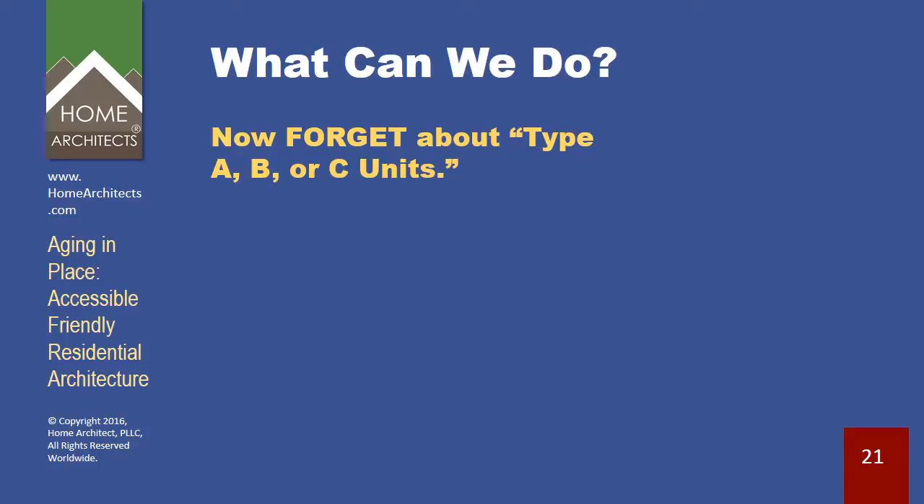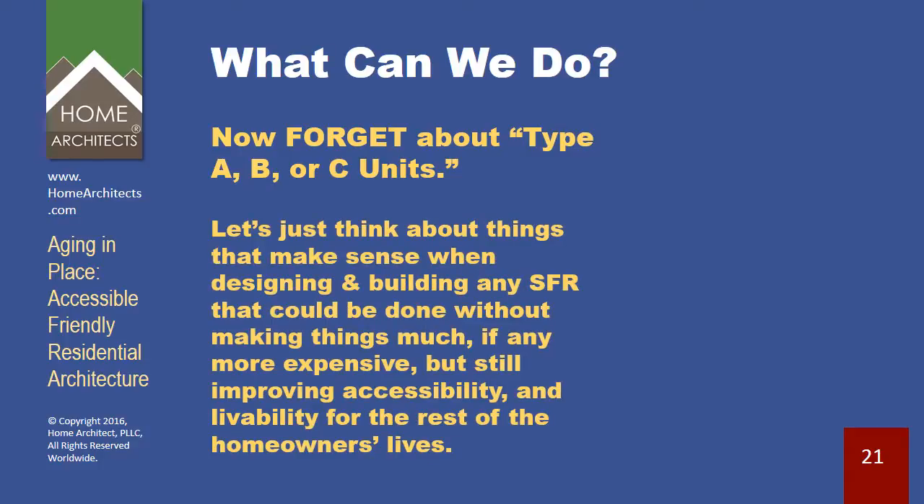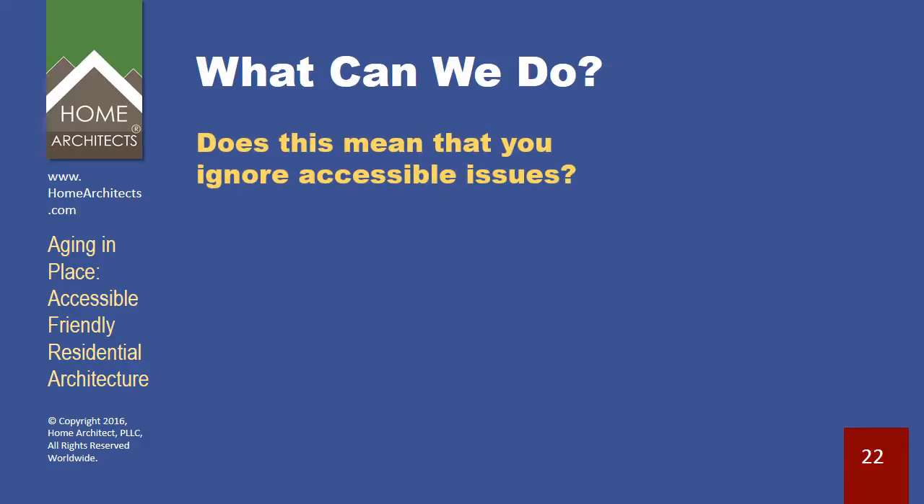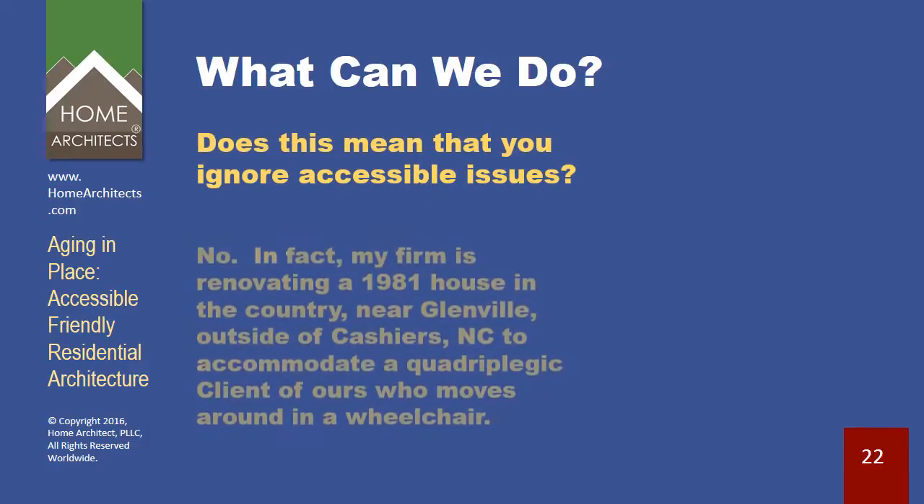Now let's forget about type A, B, or C units. Let's just think about things that make sense when designing and building any single-family residence that could be done without making things much, if any, more expensive, but still improving accessibility and livability for the rest of the homeowners' lives. What can we do? Does this mean that you ignore accessible issues?